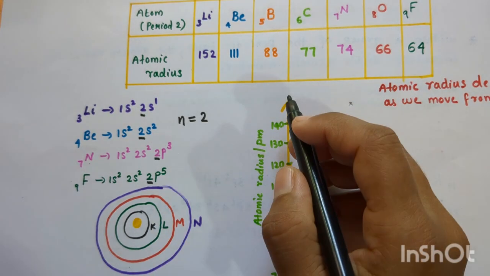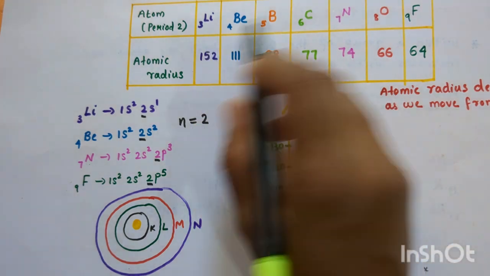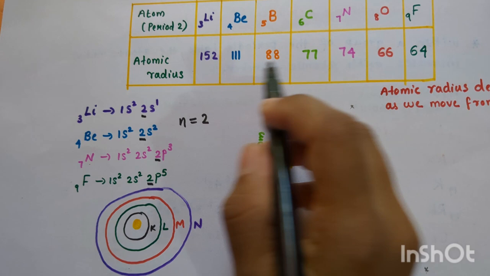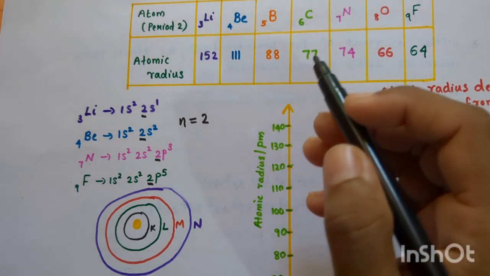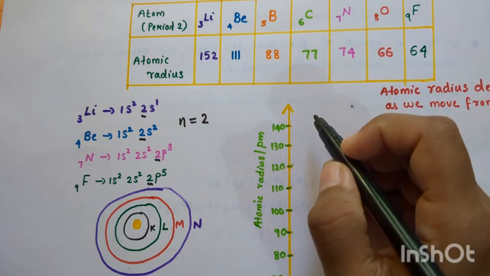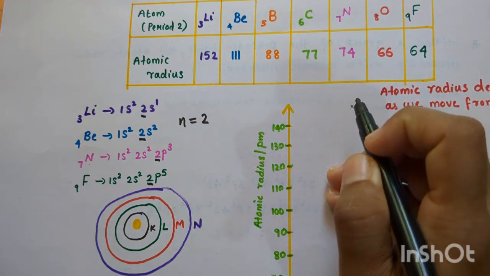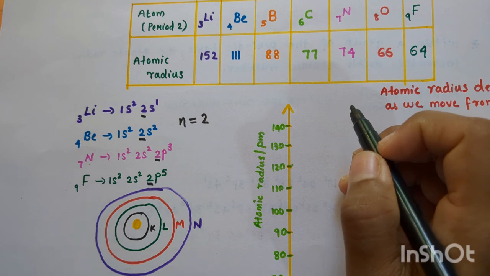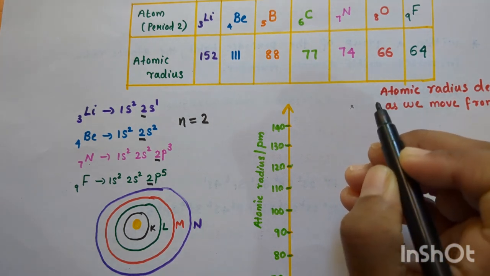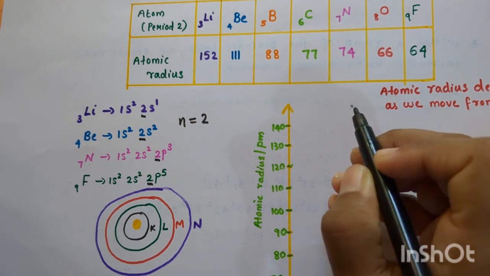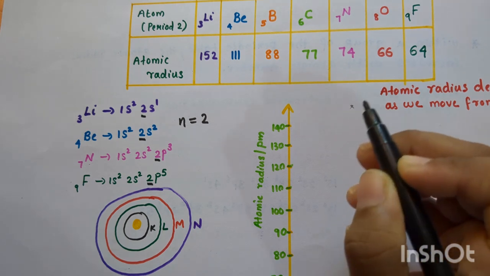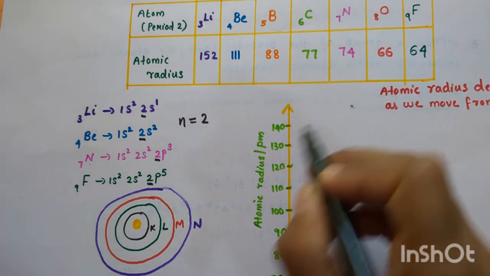The atomic number increases from left to right: 3, 4, 5, 6, 7, 8, 9. So, the positive charge of the nucleus increases, which pulls the electrons closer. So, atoms become smaller, and atomic size decreases. That is, within a period, the outer electrons are in the same valence shell, and the effective nuclear charge increases as the atomic number increases, resulting in increased attraction of electrons to the nucleus.